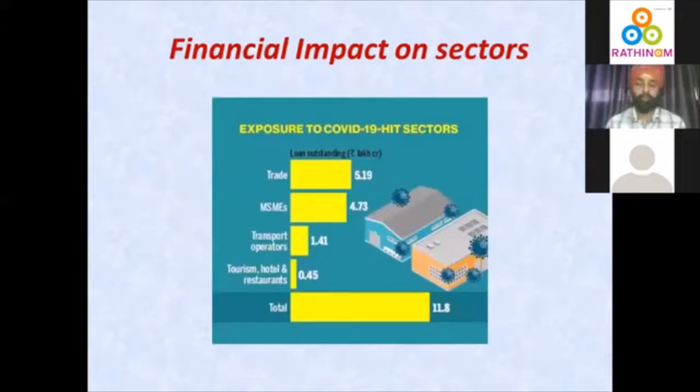Now, what is the financial impact? We just saw what kind of various impacts are being affected in this. Now, this figure shows the exposure by trade, and how many lakh crore was the exposure to the COVID-19 hit sectors for the current banking system. So now the financial impact on the trade sector, these are the figures of loans outstanding as of March 2020. If we look at the total outstandings of March 2020, it is approximately 12 lakh crore on the industry.